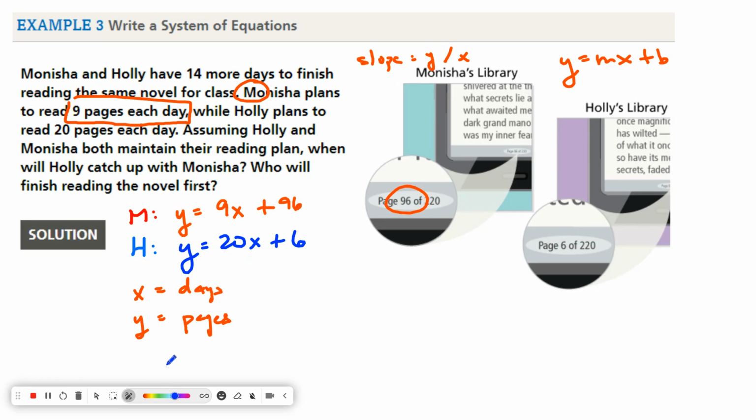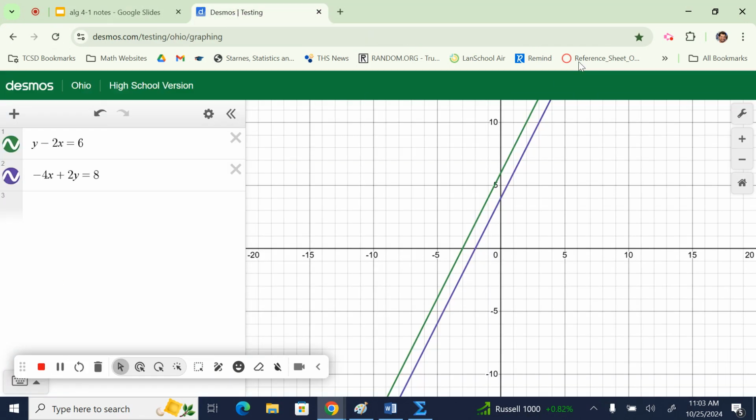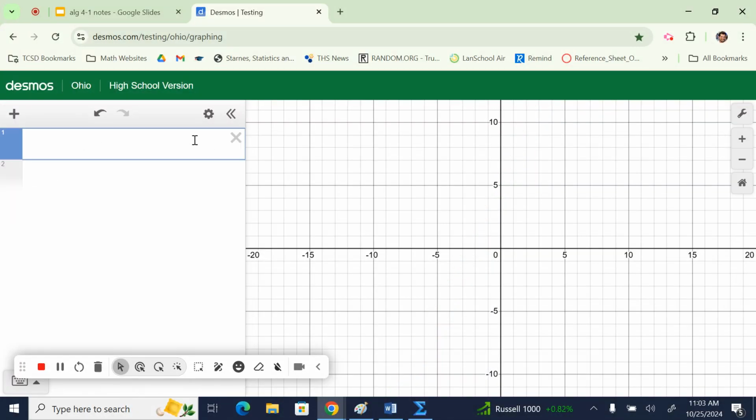So I'm going to type these two equations into Desmos. We're going to play around with Desmos to get a good graph, and then we're going to talk about answering these two questions of when will Holly catch up and who will finish reading first. All right, so let's go to Desmos. Okay. So in Desmos here, I'm going to type in the first equation, y equals 9x plus 96.